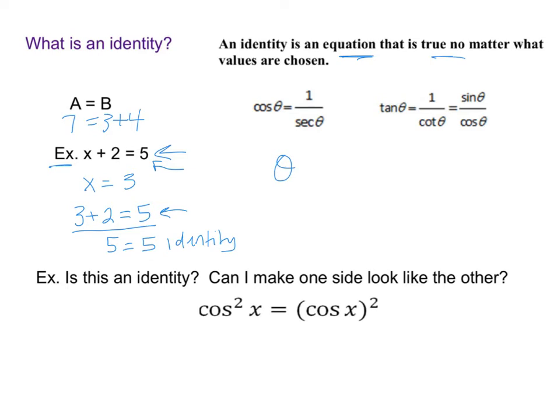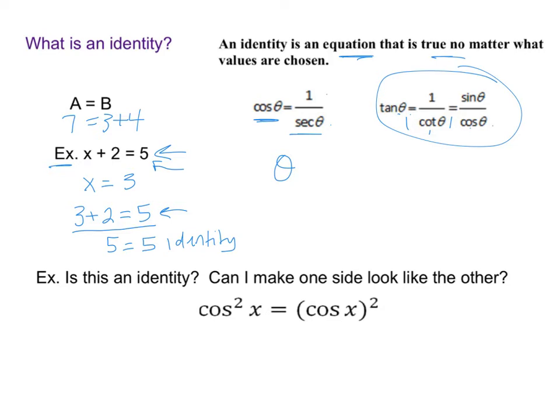It's an angle, right? So for every angle theta, the cosine of that angle is equivalent to 1 divided by the secant of that angle. And the same for this as well. The tangent of any angle theta is going to be equivalent to the value of 1 divided by cotangent theta, or, see these equal signs, right? Sine of that angle over cosine of that angle. All right, so that's what an identity is. The identity is going to be true no matter what. Not everything is an identity. But in trig, there's some identities that we need to know, and so that's what we're going to do.